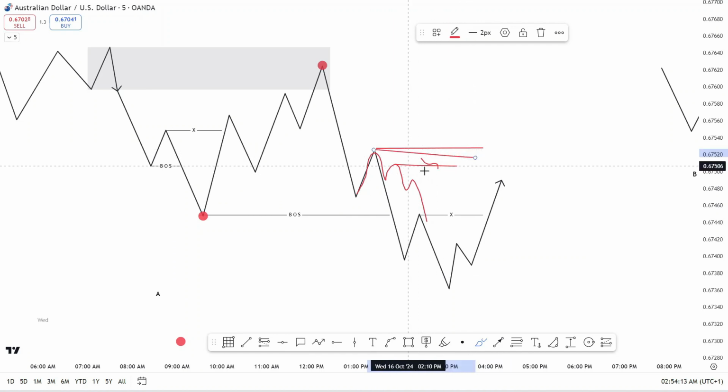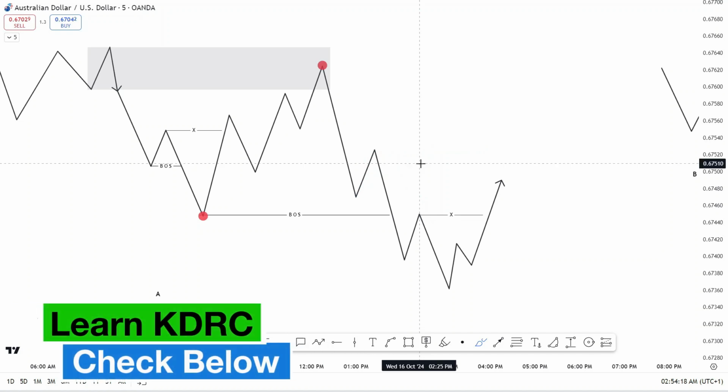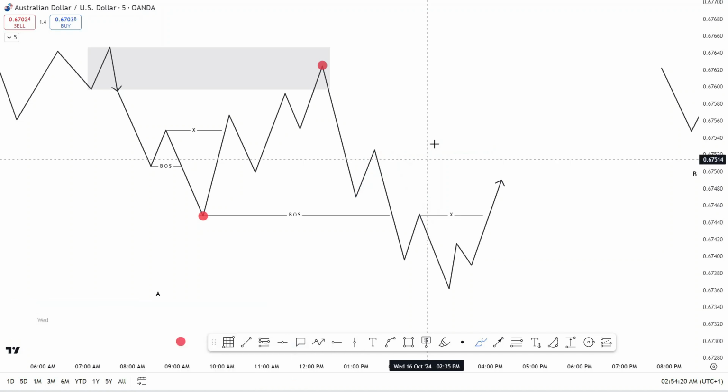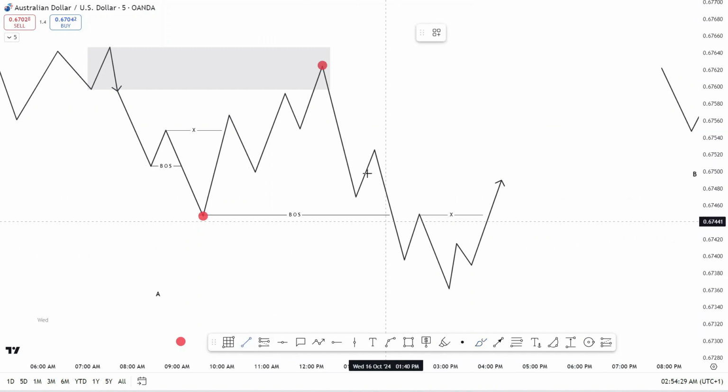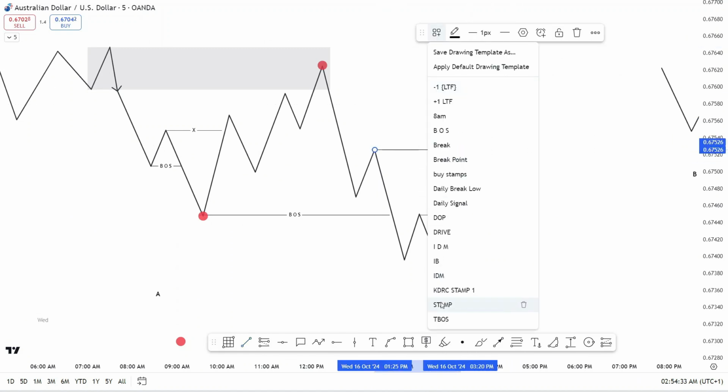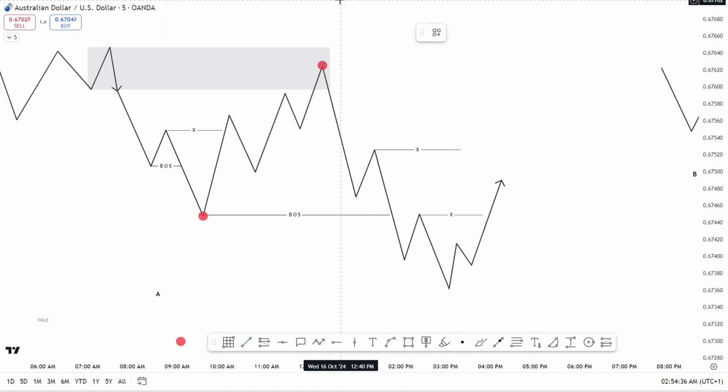And minor inducement, we don't necessarily use it to look for entries, because most times it's going to fail over 70 to 80% of the time. So why risk it? It's not worth risking. In this case, what are we looking out for? We're looking out for this zone. This zone becomes our inducement. All right, so this zone is an inducement, and what happened?